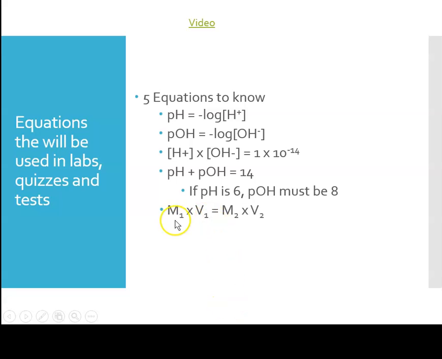Okay, here's another equation. The molarity of the first sample times the volume of the first sample equals the molarity of the second sample times the volume of the second sample. We might use this in this odd year with COVID-19, but more than likely this is going to be used on a different year.